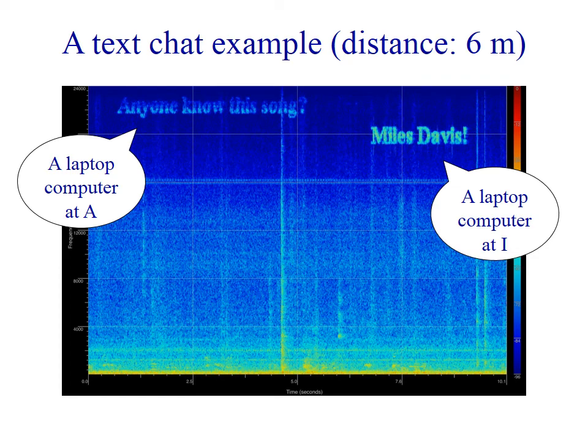However, the messages became ambiguous when the distance between the terminals increased. This figure shows the spectrogram arts received at the terminal located at I, while the corresponding terminal was located at A. The distance between the terminals was about 6 meters. It was an example of text chat that the terminal located at A asked the name of BGM, and the terminal located at I answered it.